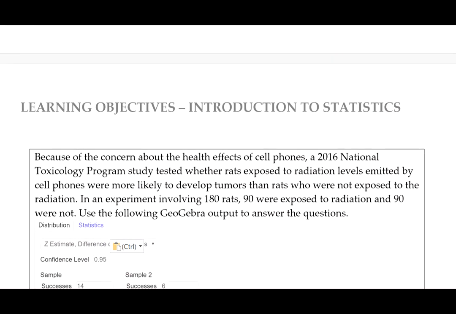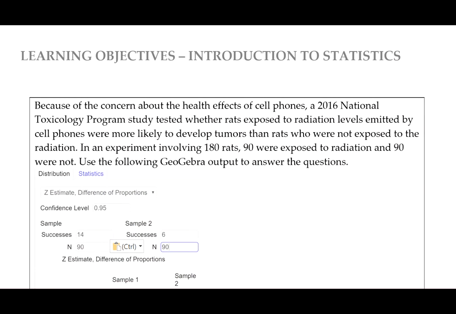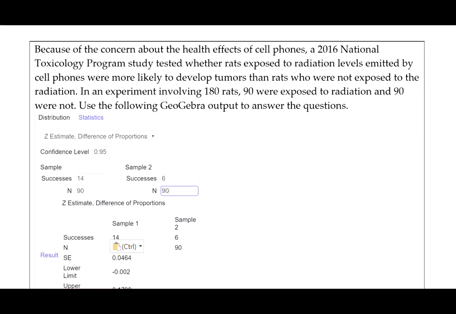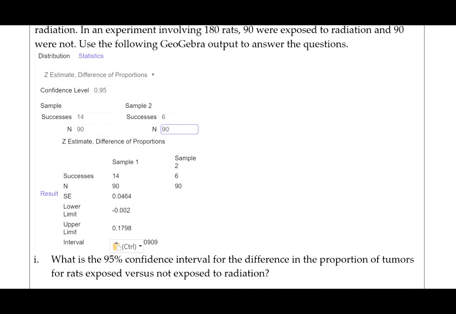Here's another example, this time for a confidence interval. Because of the concern about the health effects of cell phones, a 2016 National Toxicology Program study tested whether rats exposed to radiation levels emitted by cell phones were more likely to develop tumors than rats who are not exposed to the radiation. In an experiment involving 180 rats, 90 were exposed to radiation and 90 were not. Use the following GeoGebra output to answer the questions.